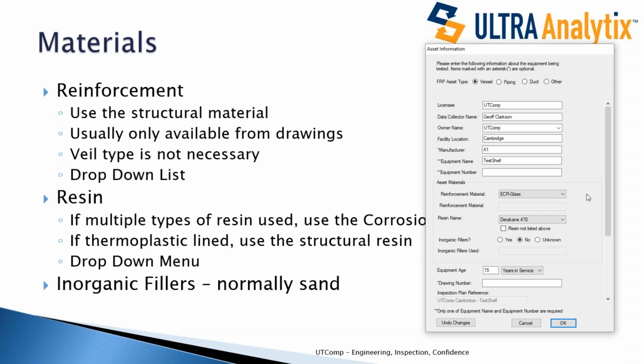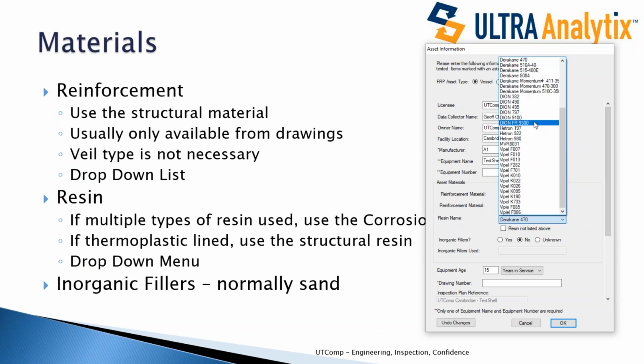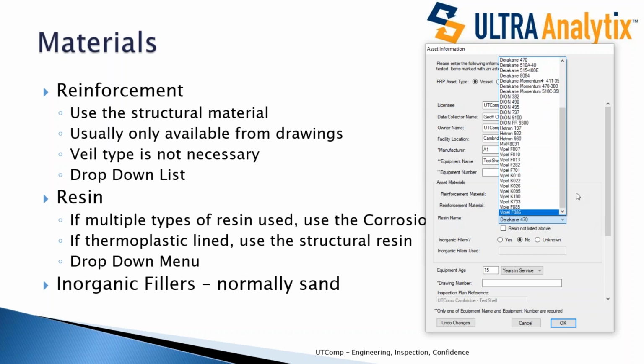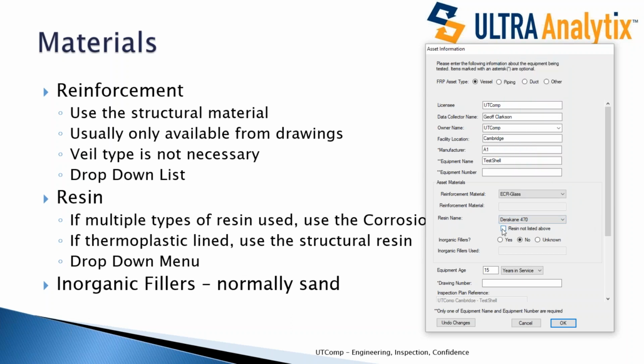The same thing actually goes for resins. Resin, in fact, is thought about even more than glass is. For resins, as you can see, we also have a fairly extensive drop-down menu that includes a fairly wide range. We can be unknown. And as well, if it's not listed here, we can click this: the resin's not listed above. We could put another name in here, and that will be stored with the asset file.